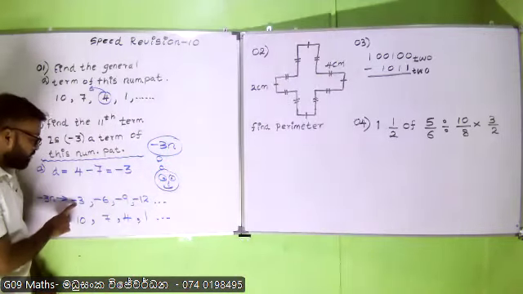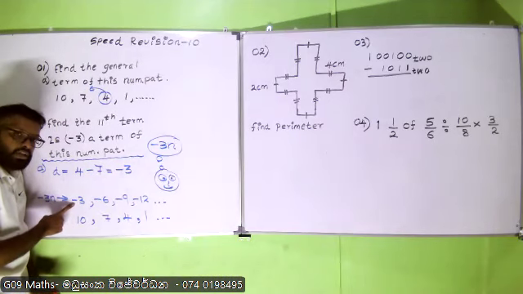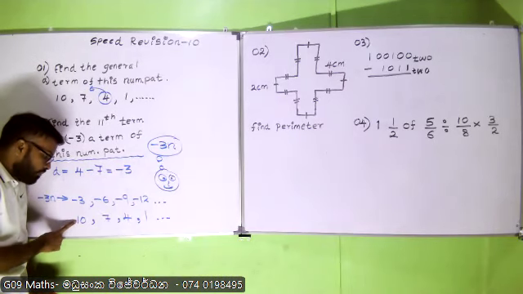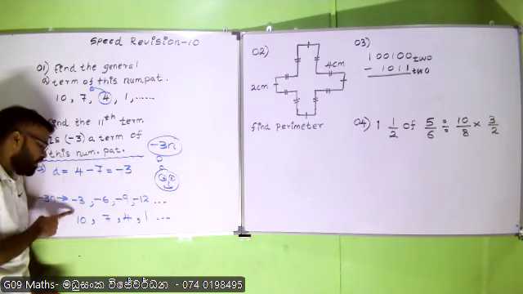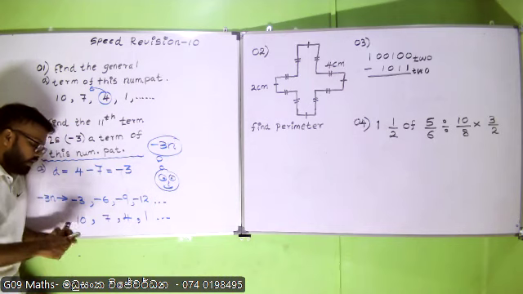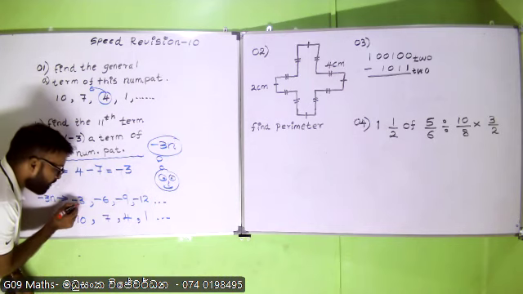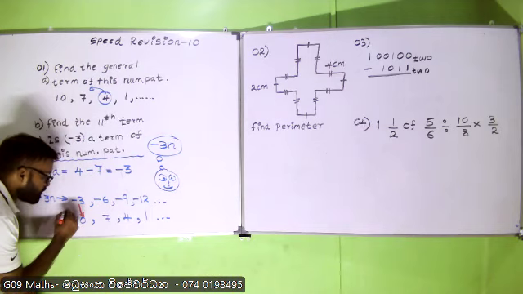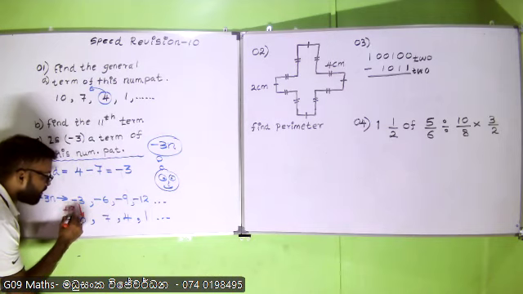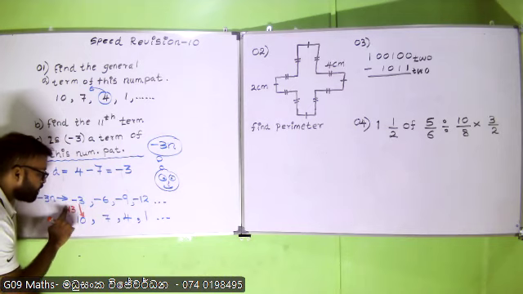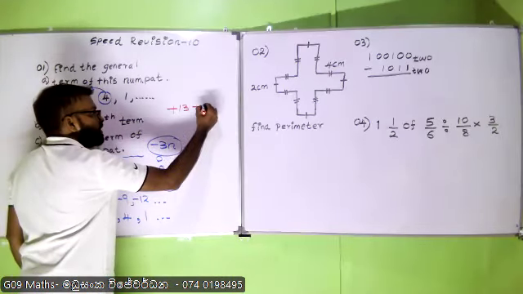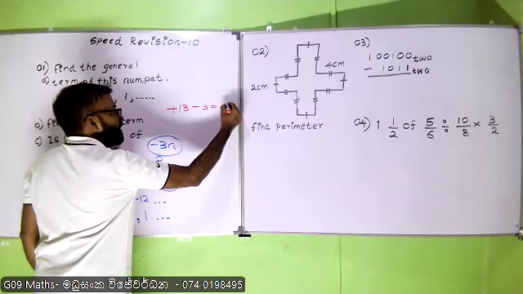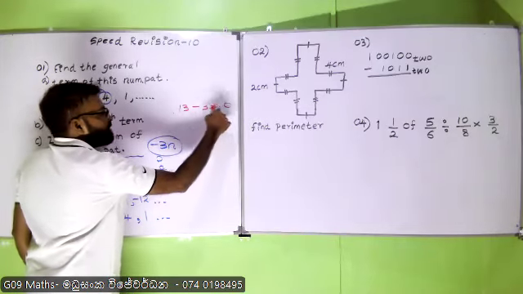So here you have negative 3 in it. You need to obtain positive 10 by using this negative 3. You are going to add positive 13. If you add positive 13 to negative 3, you will get 10. That means 13 minus 3 is 10.